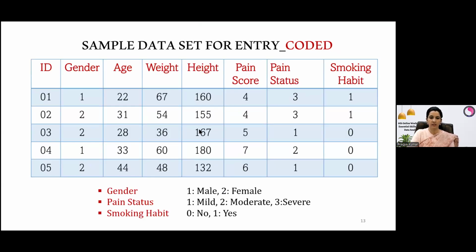Coming to this, now you can see this data is coded because I have given 1 and 2 to gender. And again, this pain status, I have written 3. And this smoking habit, I have given 1 to yes and 0 to no. So again, in this table, everything is in numbers. So whenever you see data where everything is numbers, that is known as coded data.